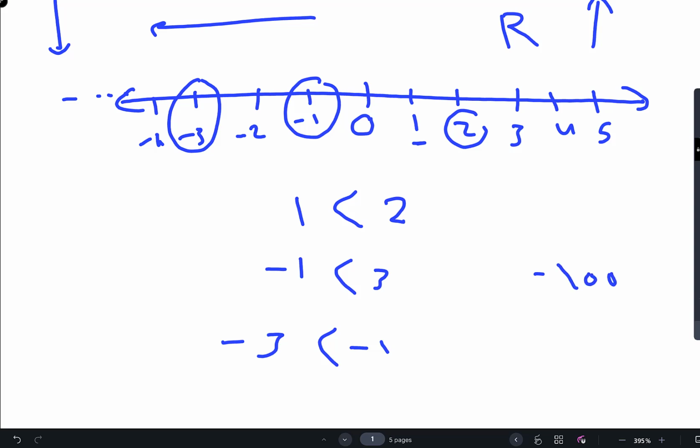-100 and -2. Which one is bigger? This is smaller, okay? Why? Because it is negative. Because it is located from the left, more left. But this is near from the right, okay?